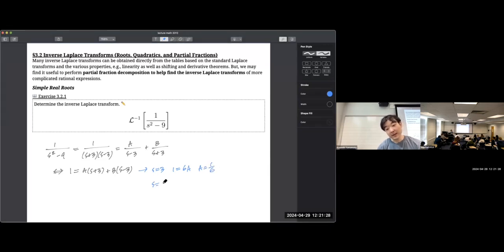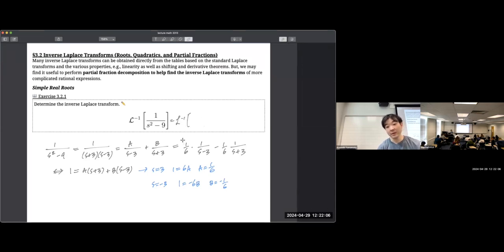If you plug in s equal to -3, you can eliminate the A. You'll just get 1 equals -6B, which means that B is equal to -1 over 6. So then your partial fractions are 1/6 times 1 over s minus 3, minus 1/6 times 1 over s plus 3. And that means that this here decomposed into these partial fractions.